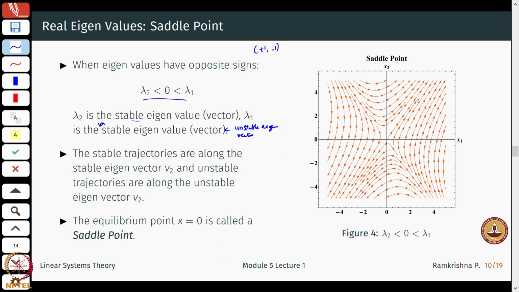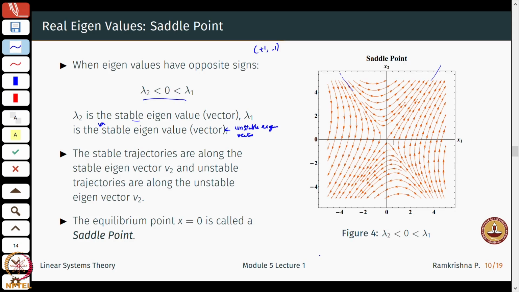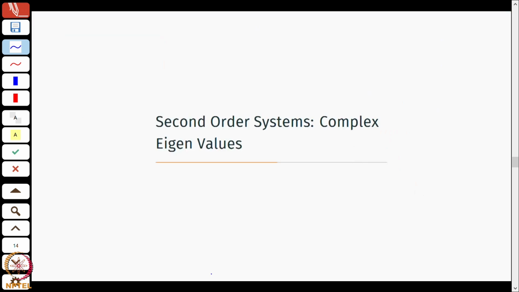Okay. So, back in the x1 x2 plane, this would look something like this. The stable trajectories are along the stable eigenvector and the unstable trajectories are along the unstable eigenvector. In this case the equilibrium point x equal to 0 is called a saddle point. Okay. So, this was about real eigenvalues.